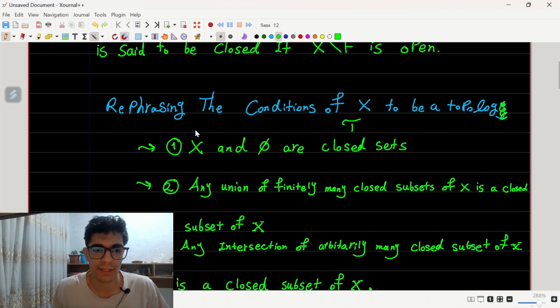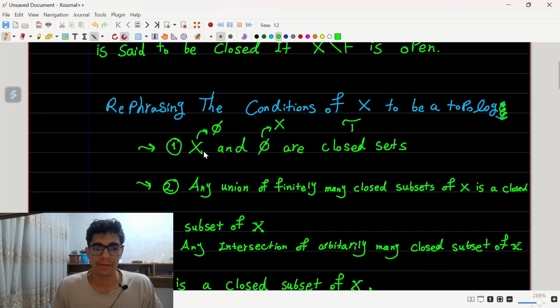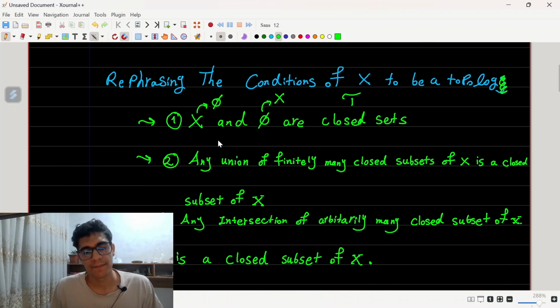Where did this come from? Well, it's quite easy actually. The complement of X will be the empty set, and the complement of the empty set will be the whole X. So if X and the empty set are closed sets, then this means that the empty set and X are open sets. So these are equal statements to express the first condition.